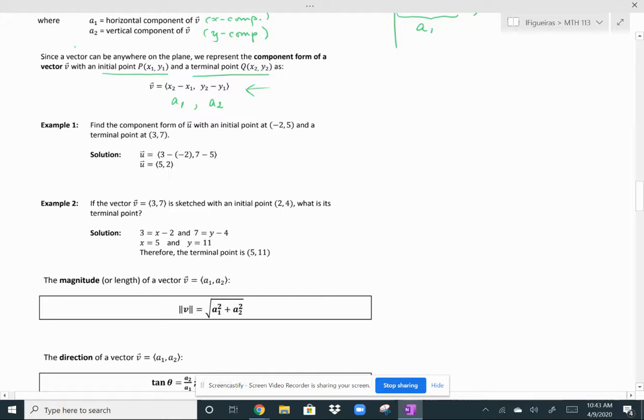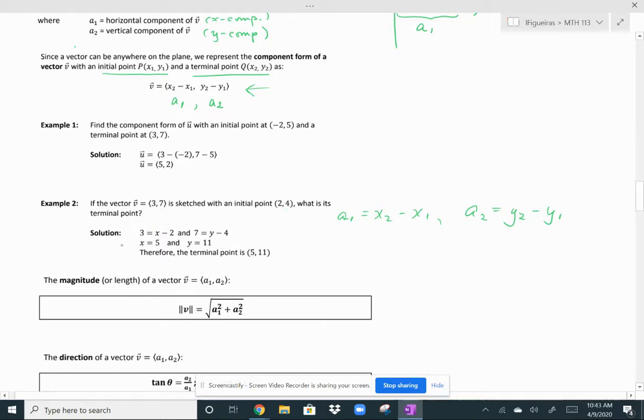So if I use the formula that a sub 1 is equal to x sub 2 minus x sub 1, and a sub 2 is equal to y sub 2 minus y sub 1, well, that's exactly what I did here. I have 3 is equal to x, which is my terminal point. I don't know what it is. I'm trying to figure it out. Minus my initial point, 2. And 7, which is the y component right here, is equal to y minus my initial y value. And then I just solve both of those equations for x and y.